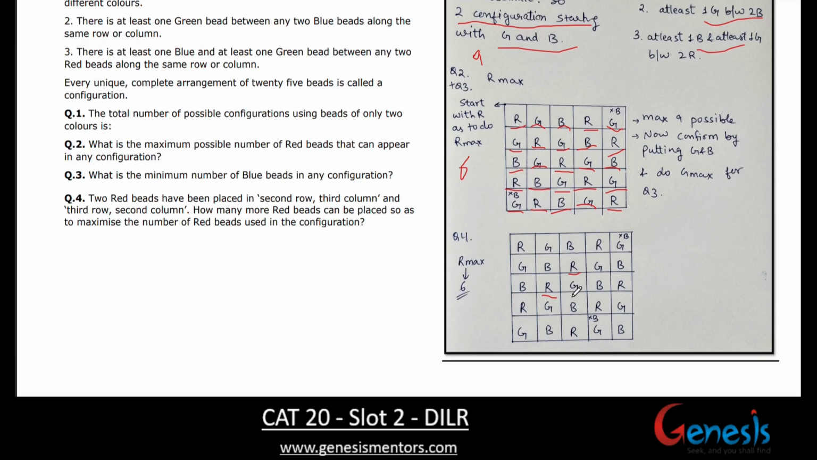Now we'll check how many are possible. If this is R, definitely there can be no R in this row. But what about the column? If this is R, this can be R. And again, if this is R, there cannot be any R in this row. What about this row? If this is R, this cannot be R. But this can be R and this can be R. We need to maximize R. If this is R after two places, this can be R.